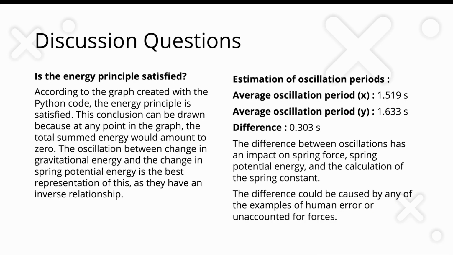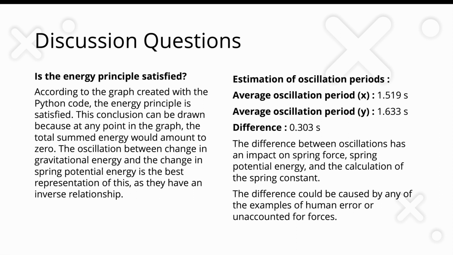Is the energy principle satisfied? According to the graph created with Python code, the energy principle is satisfied. This conclusion can be drawn because at any point in the graph, the total summed energy would amount to 0. The oscillation between change in gravitational energy and the change in spring potential energy is the best representation of this, as they have an inverse relationship.